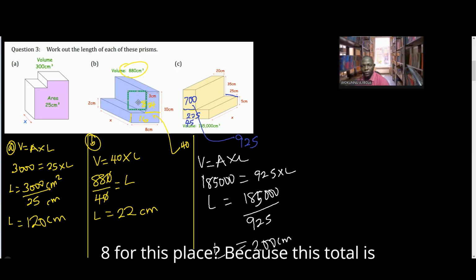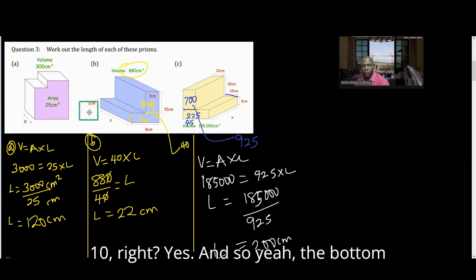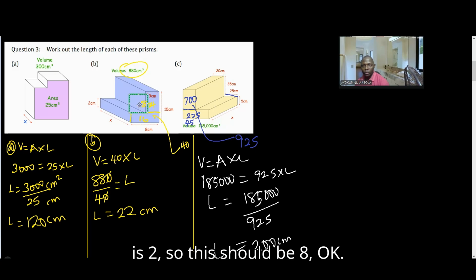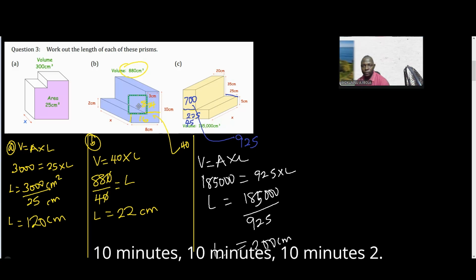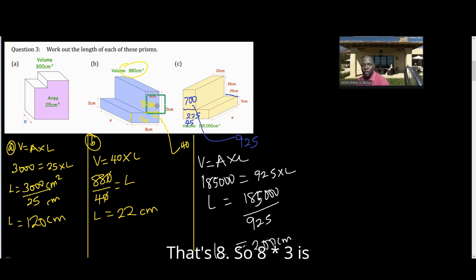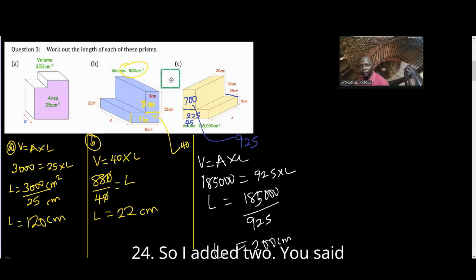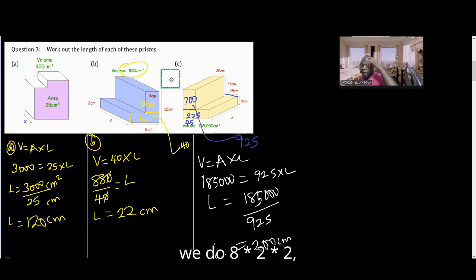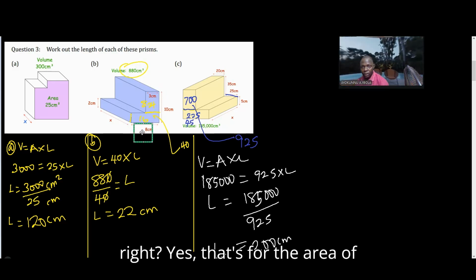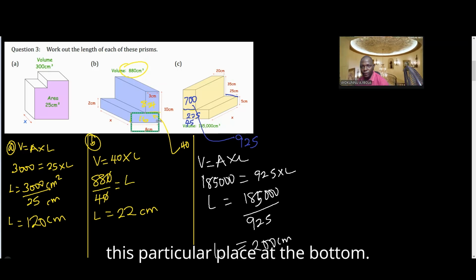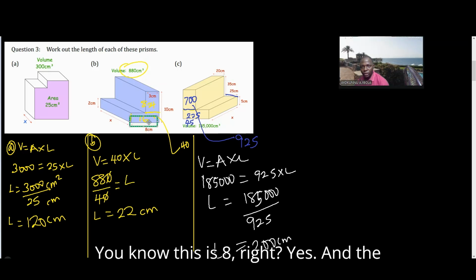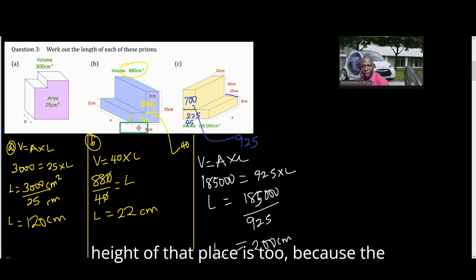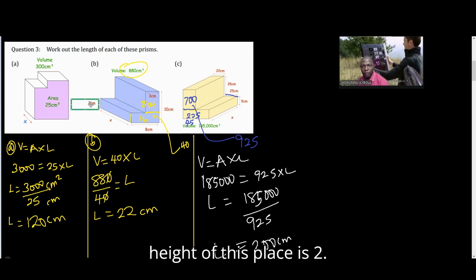How did I get 8 for this place? Because this total is 10, right? Yes. And the bottom is 2. So this should be 8. 10 minus 2, that's 8. So 8 times 3 is 24. But my question is, why did we do 8 times 2? That's for the area of this particular place at the bottom. This is 8, right? Yes. And the height of that place is 2.